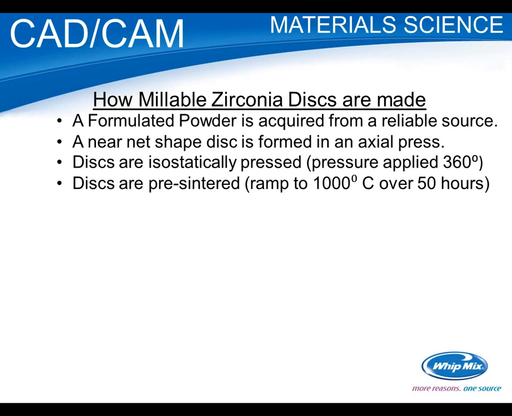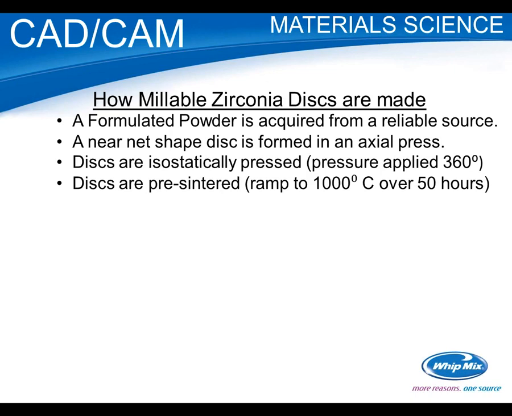Once they're sipped, the discs are pre-centered. And this is one of the most critical steps in the process. The discs are put into a furnace. We call it a bisque furnace. And they're slowly heated up to around 1,000 C, it's pretty warm, over a significant period of time. So we show 50 hours.